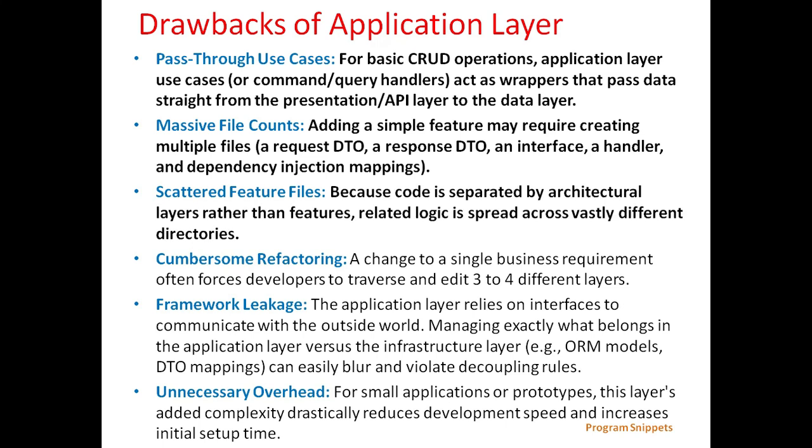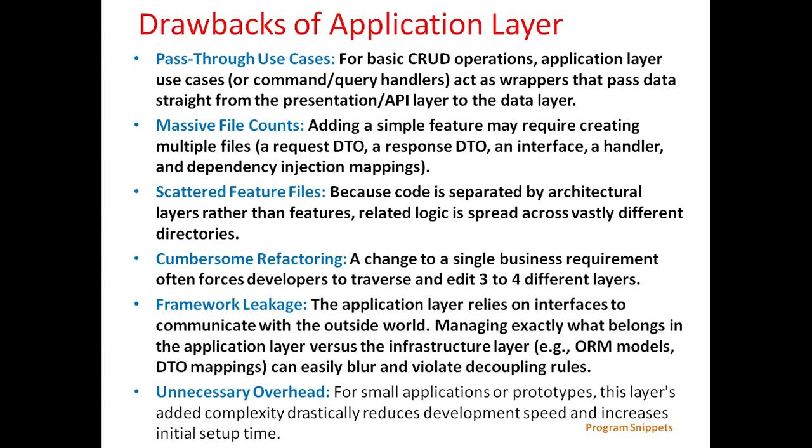Then scattered feature files. Since code is separated by architectural layer rather than features, related logic is spread across different directories. Then cumbersome refactoring. A change to a single business requirement often forces developers to traverse and edit 3 to 4 different layers. Then framework leakage.